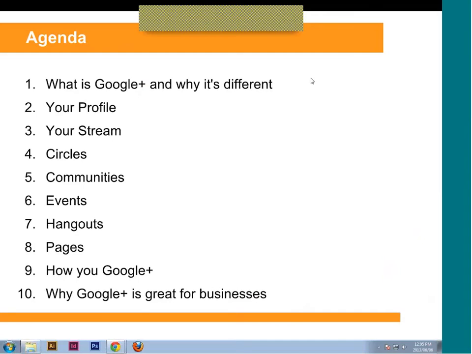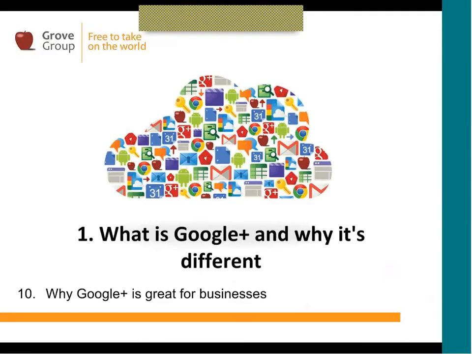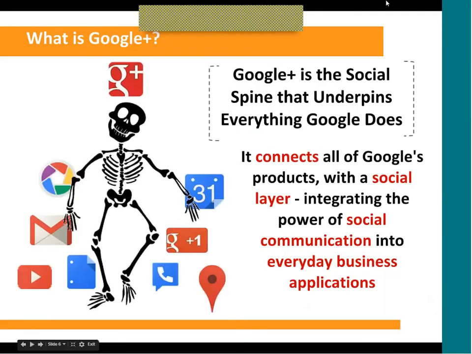So we're going to kick off with what Google Plus is and why it's different to the other social media networks out there. Google Plus is really the social spine that underpins everything Google does. By saying that, I mean Google Plus connects all of Google's products with the social layer. That's consumer products, business products, and everything in between. So it's adding social communication to all of these applications: Gmail, Docs, Voice, Calendar, Photos, YouTube, etc. That's the goal of Google Plus.